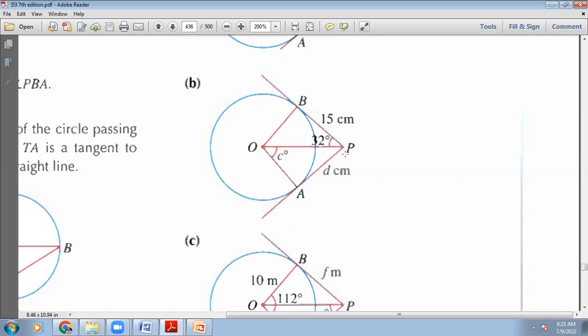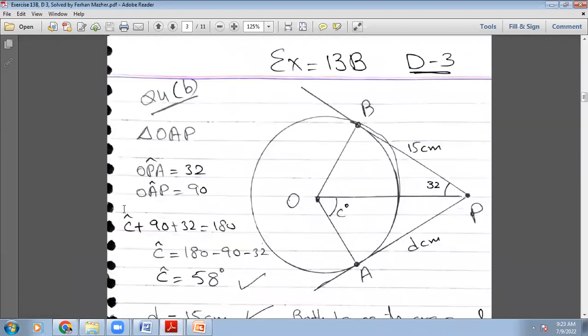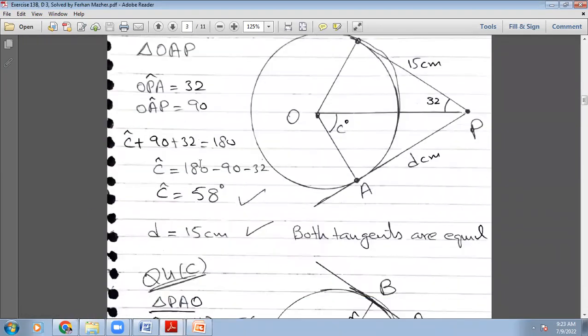This D, the length of the tangent, is equal to 15. So this is how this should be done. So let me show you. Here we go.